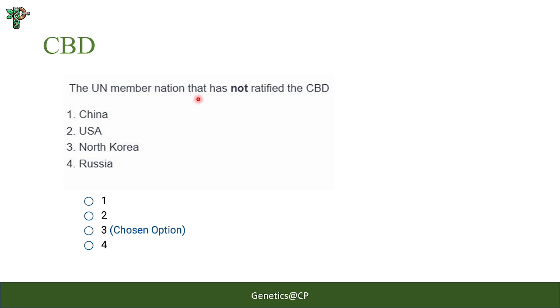But the USA doesn't want this. The USA is against this principle. That's why they have not ratified this CBD. There are some three other countries also that have not ratified this treaty. You should also read about this, and it's very, very important for the examination. There are several protocols under the CBD, like the Nagoya Protocol, the Cartagena Protocol, and their years.